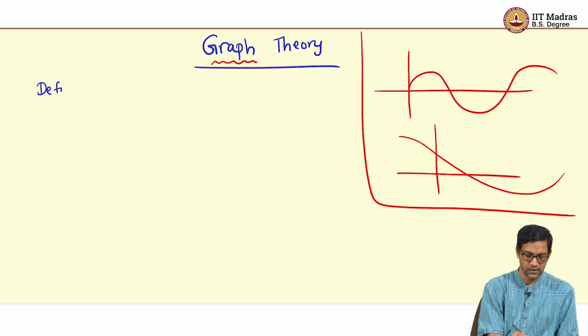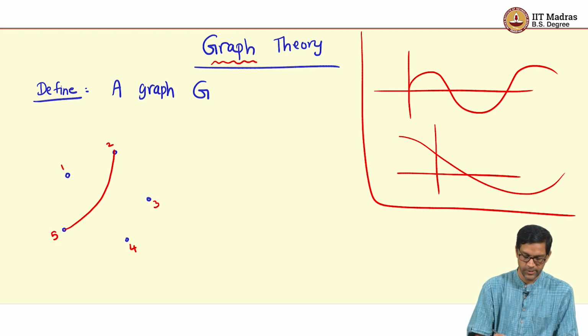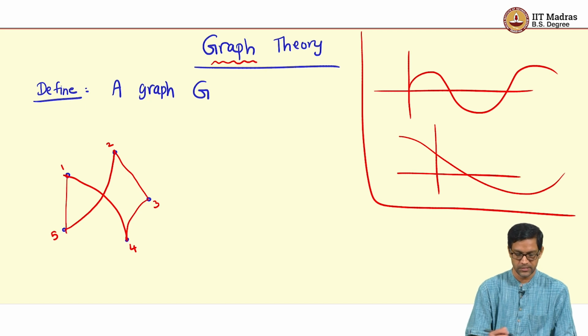So, let us define what we mean by graph now for this portion. A graph G is the following. Informally, it is a collection of finitely many points, with some lines or connections between them. So, what I need to do is to draw some points 1, 2, 3, 4, 5 here, 5 points, and then I join some pairs of them by lines. So, for instance, here what I have drawn is a graph.